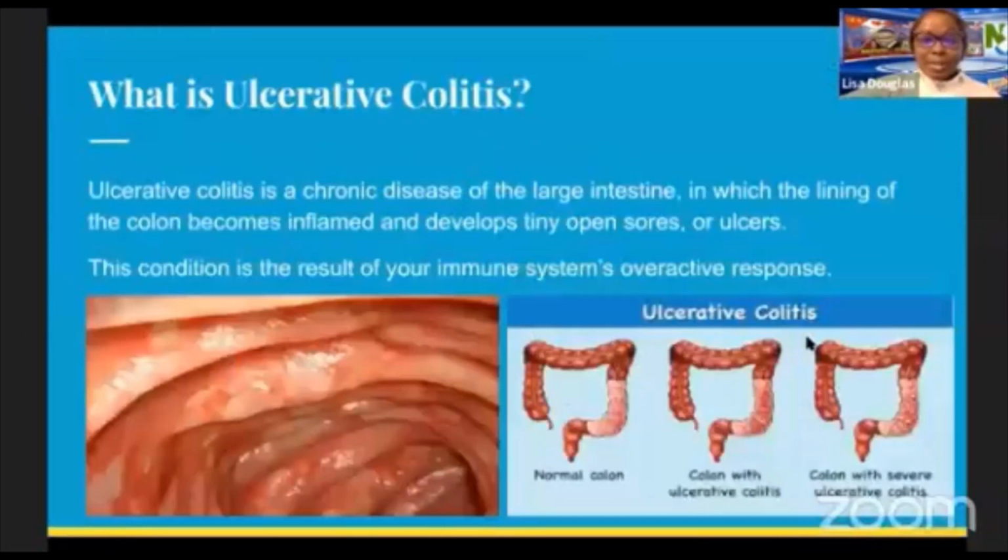So what is ulcerative colitis? Ulcerative colitis is a chronic disease of the large intestine in which the lining of the colon becomes inflamed and develops tiny open sores, or what's called ulcers. This condition is a result of your immune system's overactive response. Now, if you look to the left of my screen, you may see a picture of what a normal colon looks like. And in the middle, it shows you what an ulcerative colitis colon looks like. So it's very inflamed.